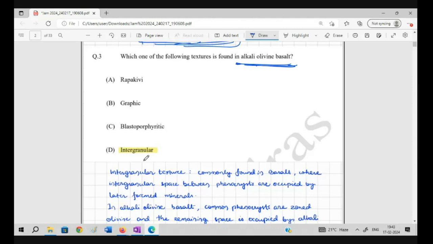Okay, let's see. As you can see, it is given that alkali olivine basalt. So in basalt, as you know, there is clinopyroxene plus plagioclase. Yes or no? There is clinopyroxene plus plagioclase. And besides basalt, it is given that it is an alkali olivine basalt. So there will be olivine and also there will be alkalis. Okay. Now, let's see, it is given which type of texture will be found in this rock.